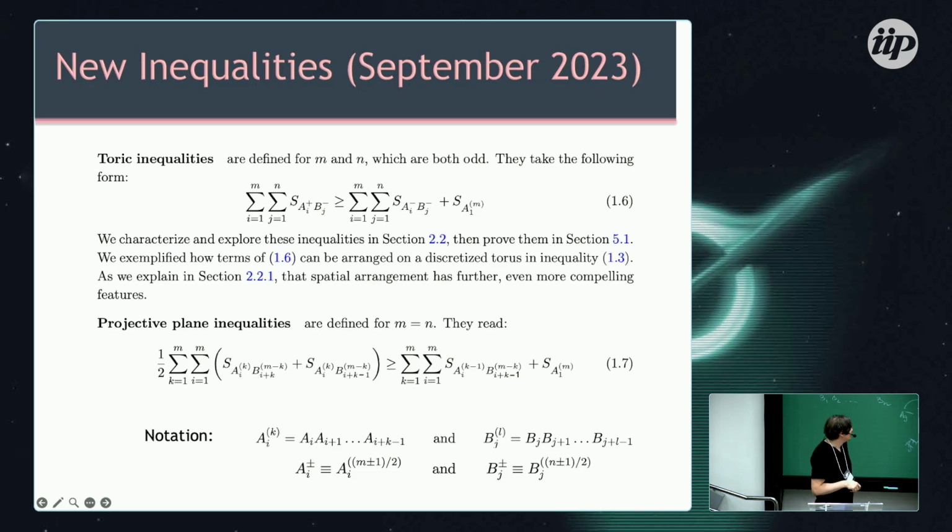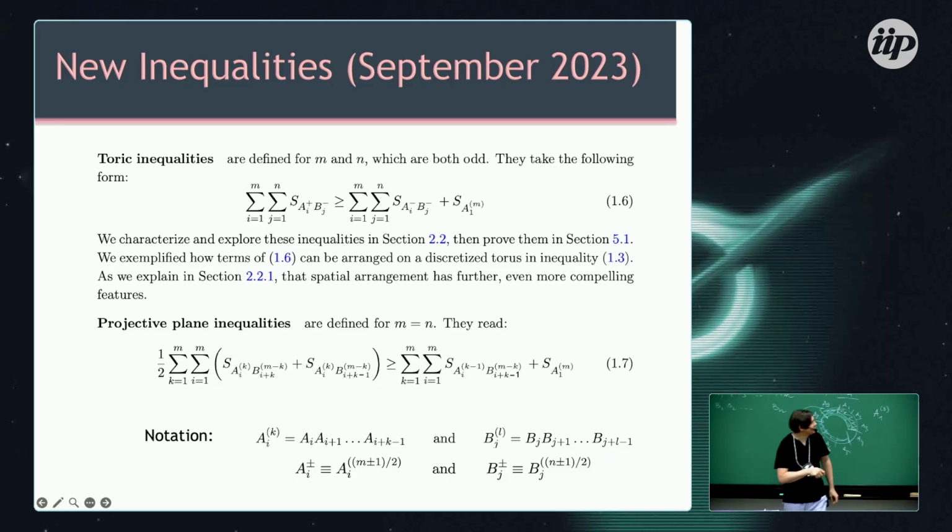Okay, so with the same notation with the upper subscript, we also have this inequality, which obviously looks even more scary. And I call this the projective plane inequality. At this point, it is hard to see why this would be related to the projective plane in any way. But for this one, these are called the toric inequalities, and here it's kind of easy to understand why.